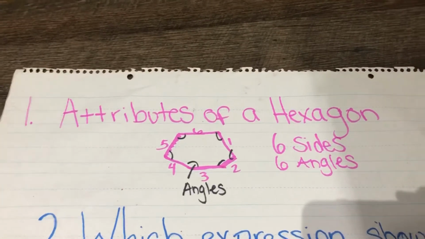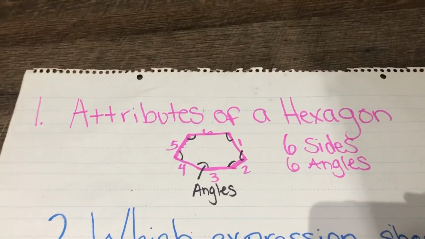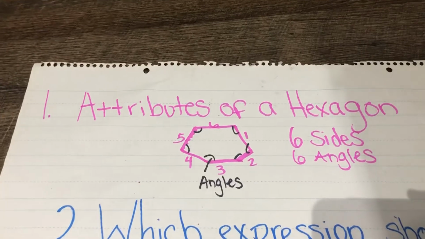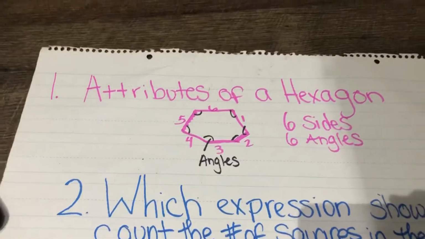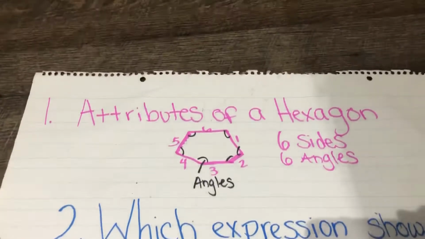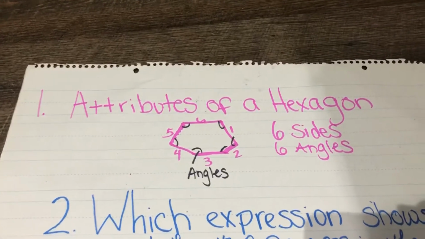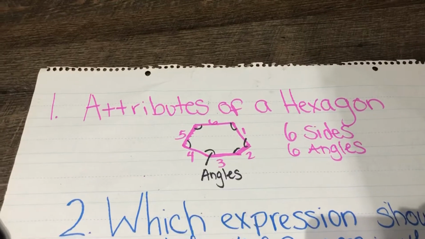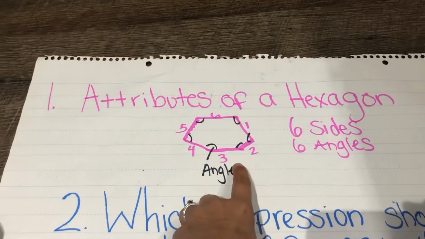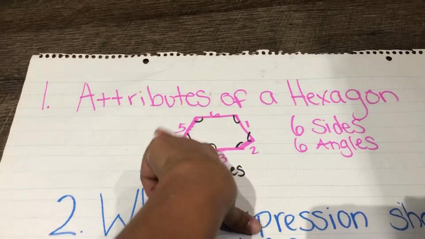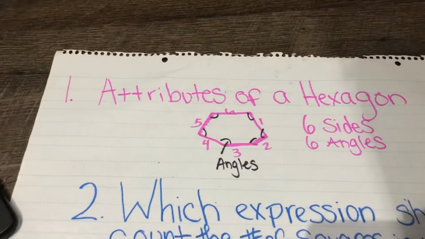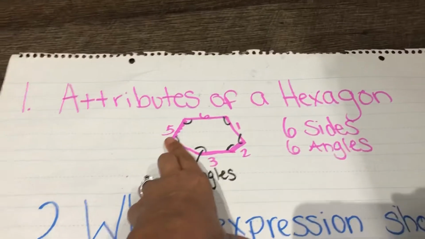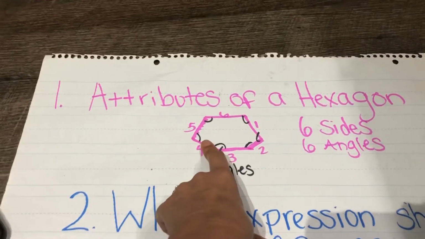The first question asks you, what are the attributes of a hexagon? First you need to know what the word attribute means. That means what makes up a hexagon. First thing you're always going to do when it asks you a question like this is count the number of sides. The number of sides tells you what kind of shape it is. So the attributes of a hexagon is that it has 6 sides.